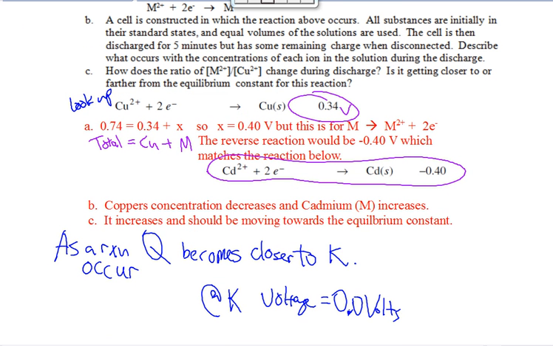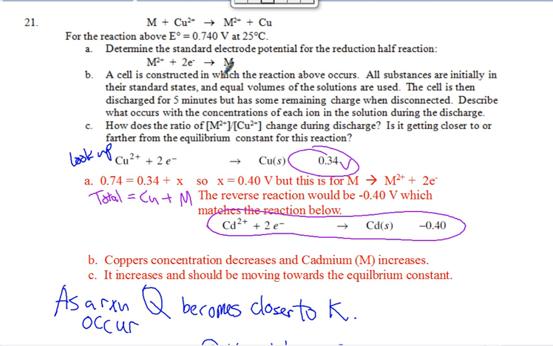So part B. Nope, that was all part A still. Part B, a cell is constructed. Describe what occurs to the concentration of each ion as the solution is discharged. As the reaction progresses, the copper ions become solid, so their concentration decreases. The cadmium ions start being produced, and that means their concentration should increase. How does the ratio of cadmium to copper change during discharge?